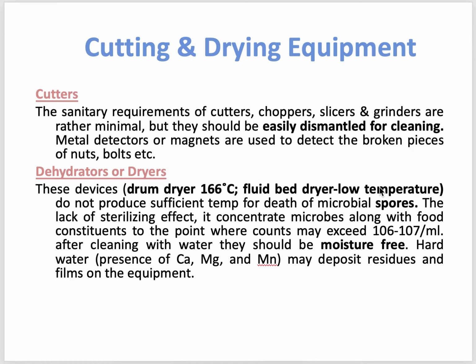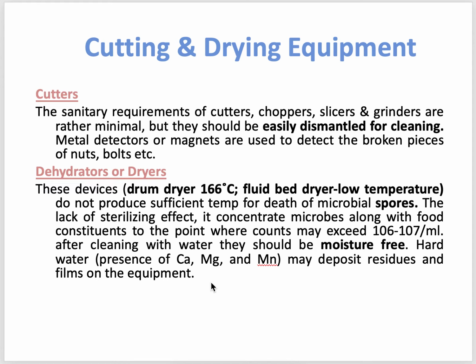Because of the lack of sterilizing effect, these machines concentrate microbes along with food constituents to the point where counts may exceed 10^6 to 10^7 per ml. As the temperature used here cannot kill the spores, the number of microbes can increase. So these dehydrators or dryers should be cleaned frequently, and after cleaning, you should make them dry.